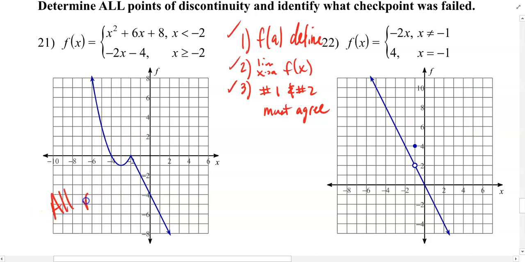So all points are continuous, however you spell it. There we go. Close enough.